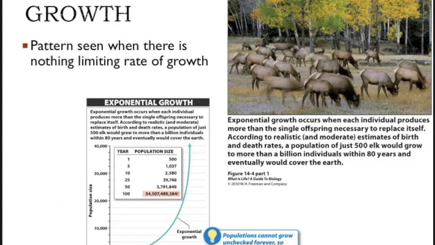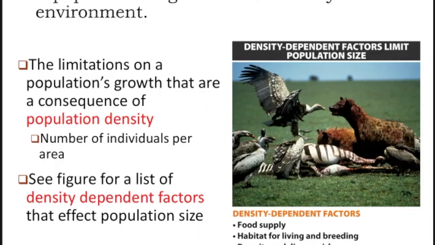So it turns out that populations can't grow unchecked forever. Exponential growth never lasts long in nature. It'll only last long if there's plenty of food and space. So what are some of the things that can affect population growth? And there's two ways to think about this. The first thing is to think about how population density is going to affect the growth rate.